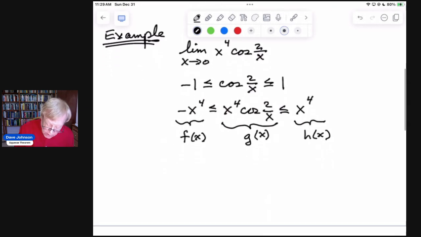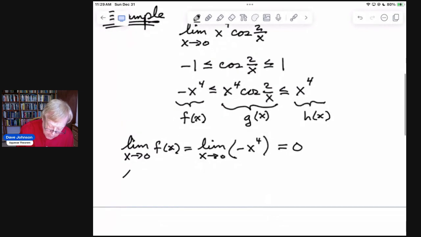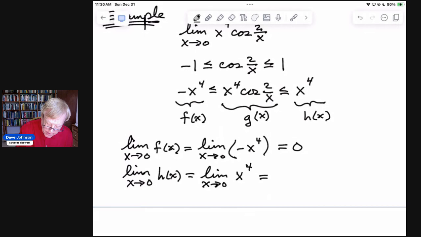Well, okay, so what is the limit of f of x? So the limit as x approaches 0 of f of x, well, that's the limit as x approaches 0 of negative x to the fourth, but of course that's 0. And also, let's go to the far right, so the limit as x goes to 0 of h of x, that's equal to the limit as x goes to 0 of x to the fourth, because x to the fourth is h of x, and of course that's 0.